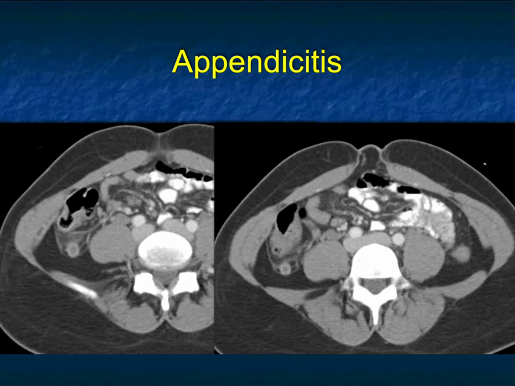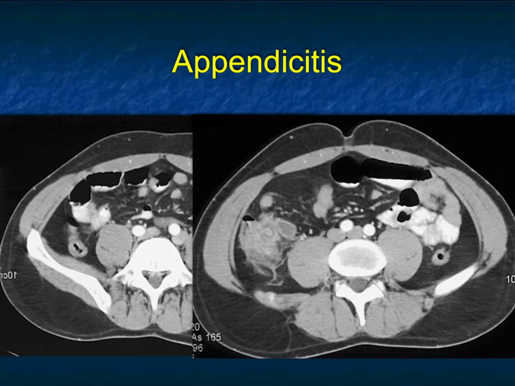Another case, very similar to the prior case. Thick wall appendix, it's distended, it's over 1 centimeter, there's stranding around the appendix and inflammation tracking near the cecum. Again, the diagnosis is appendicitis.